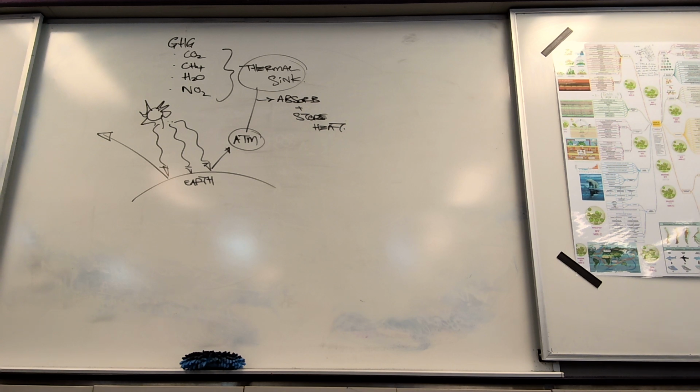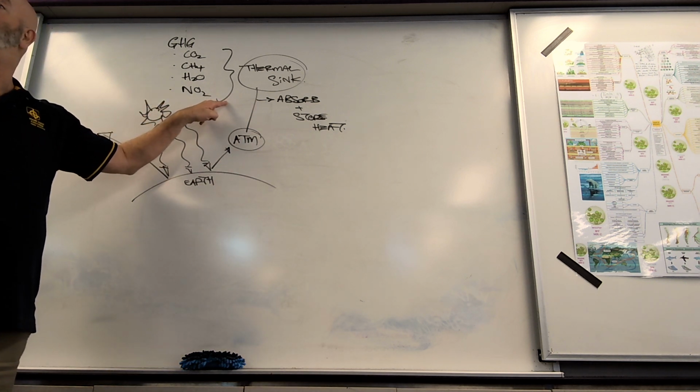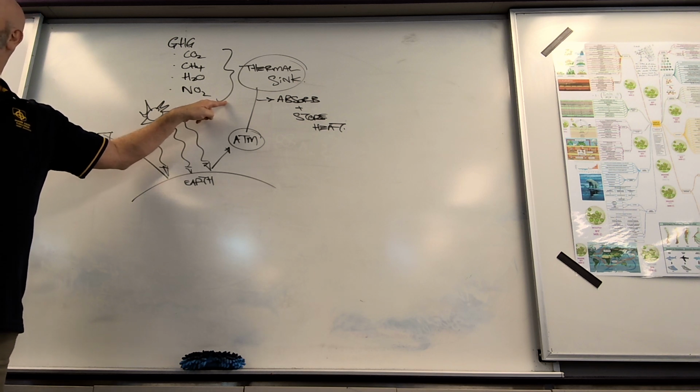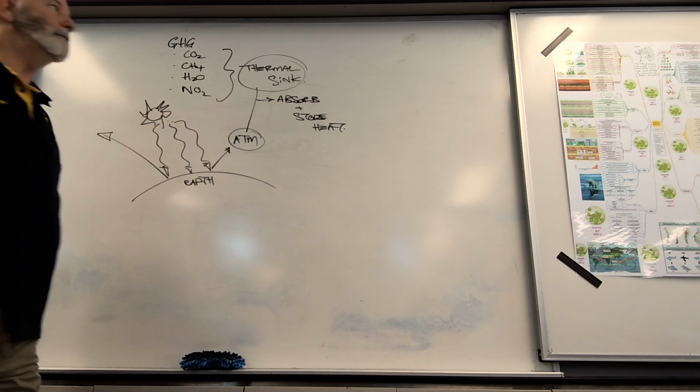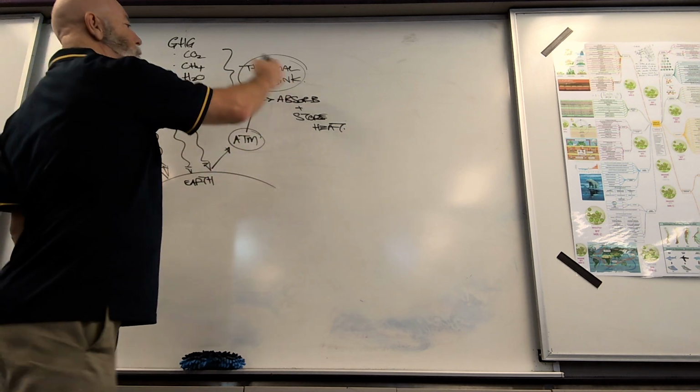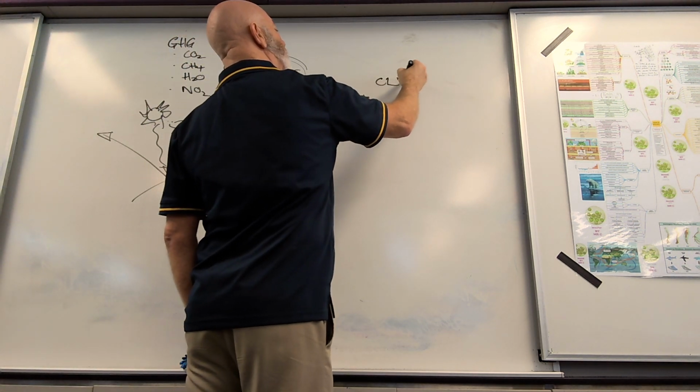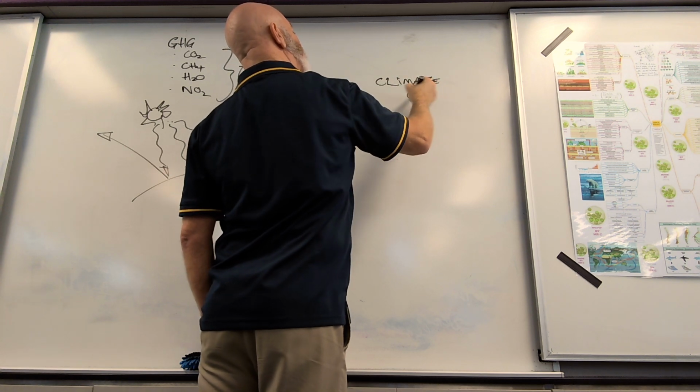But now we've got what's called the enhanced greenhouse effect, where we've got so much greenhouse gases in the atmosphere, too much heat is being absorbed, and the Earth is getting too hot. Okay? So this is called global warming. Now, global warming causes climate change.